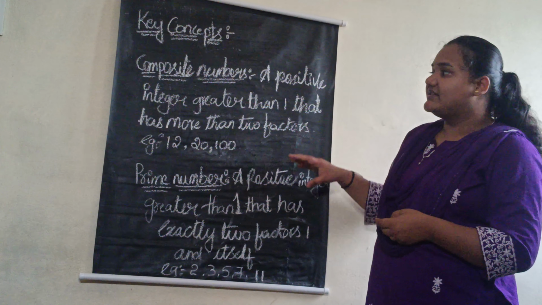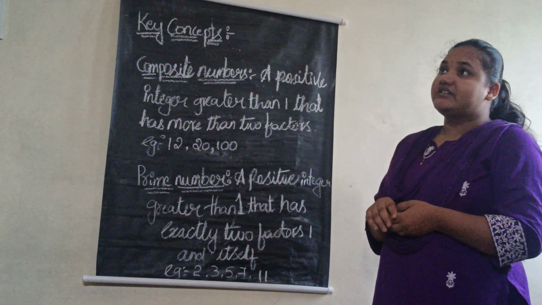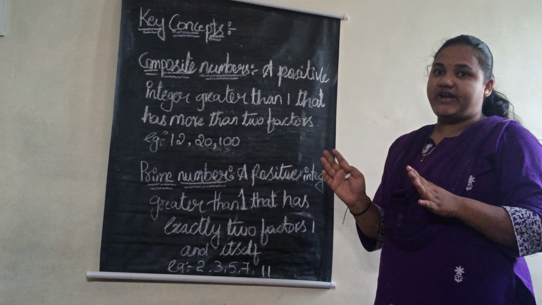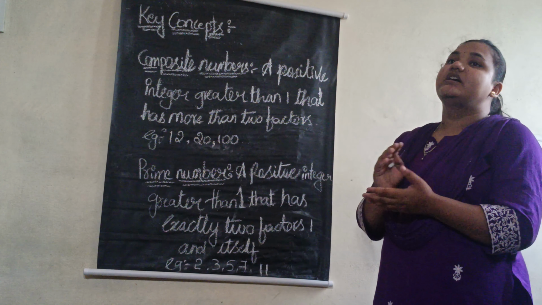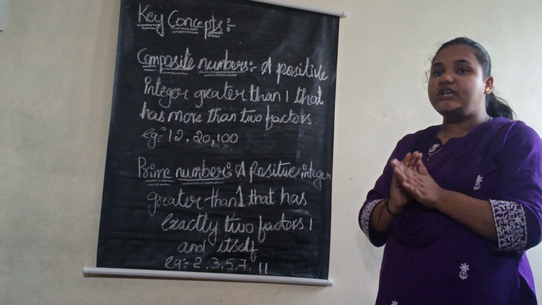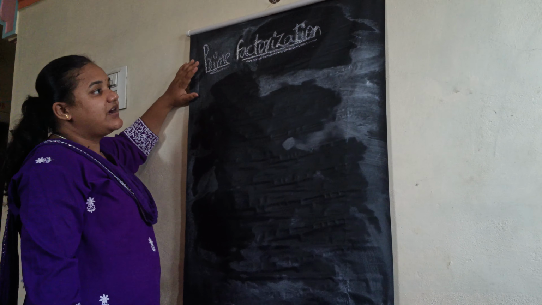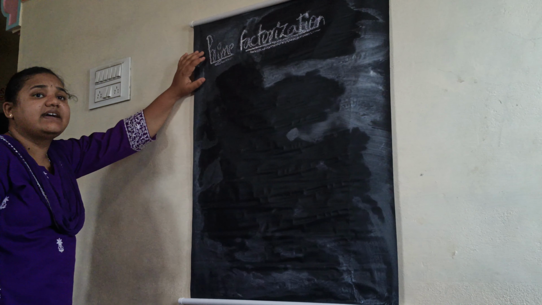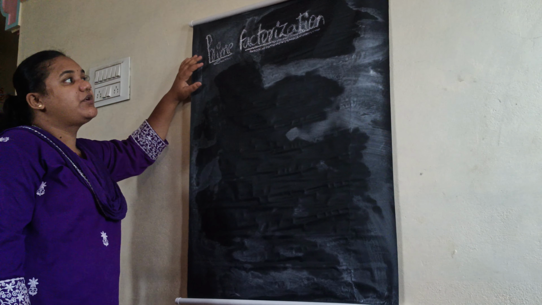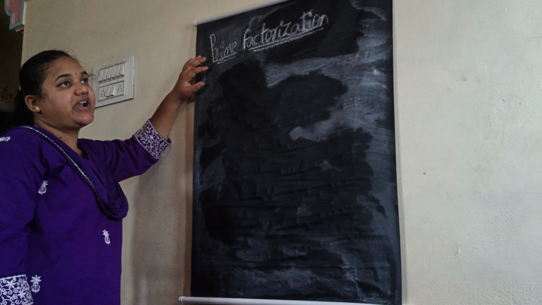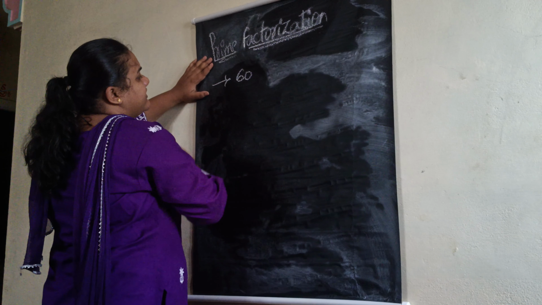So what is the comparison between composite numbers and prime numbers? Composite numbers have 2 or more factors for a positive integer, but prime numbers have only 1 and itself. Now we'll come back to our topic, prime factorization. As I told you before, prime factorization is nothing but breaking down a composite number into multiple prime factors. Let us take one composite number, 60.